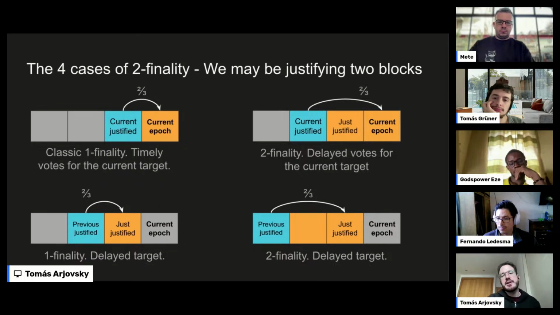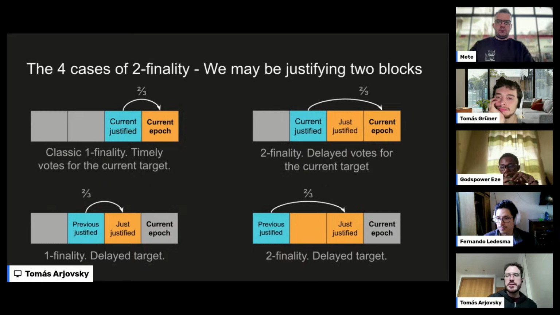So basically, originally we only had this possible case for finalization. This is the original case where we have a supermajority link for 2 consecutive epochs, and let's always think that the last one is the current epoch, right? So I will justify this one, I will finalize this one, and that's it. That's the classic only way of finalization. We call it 1-finality.